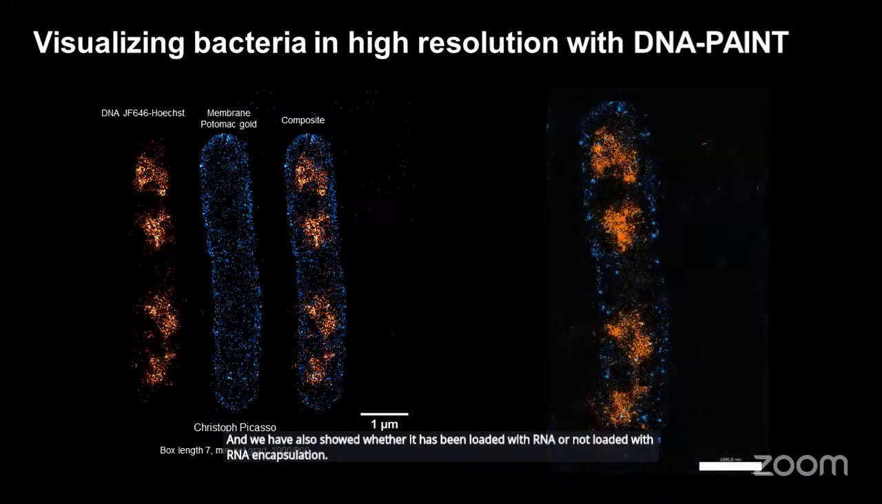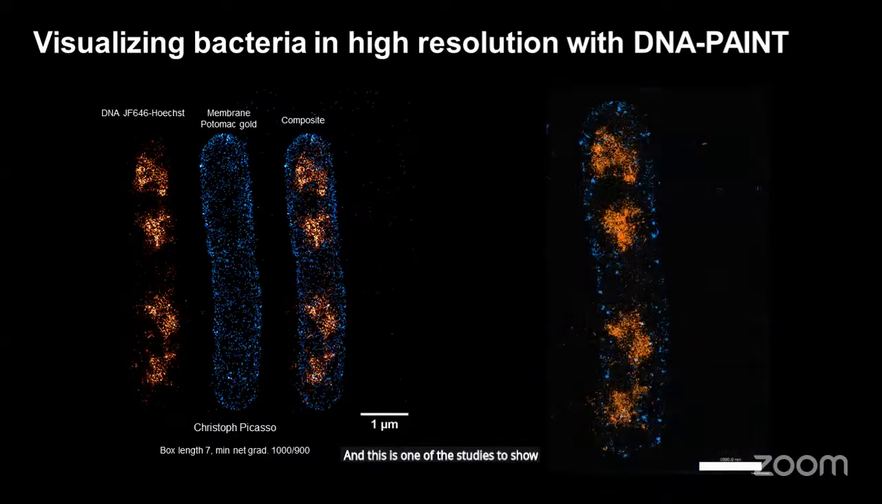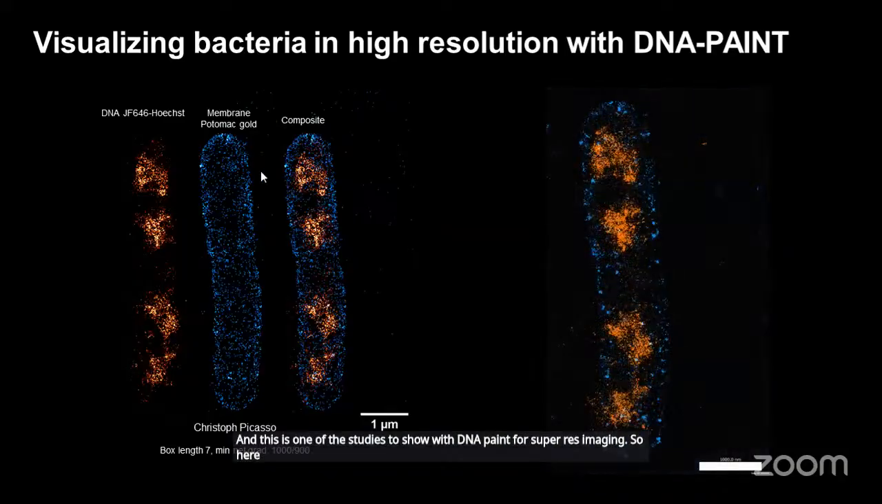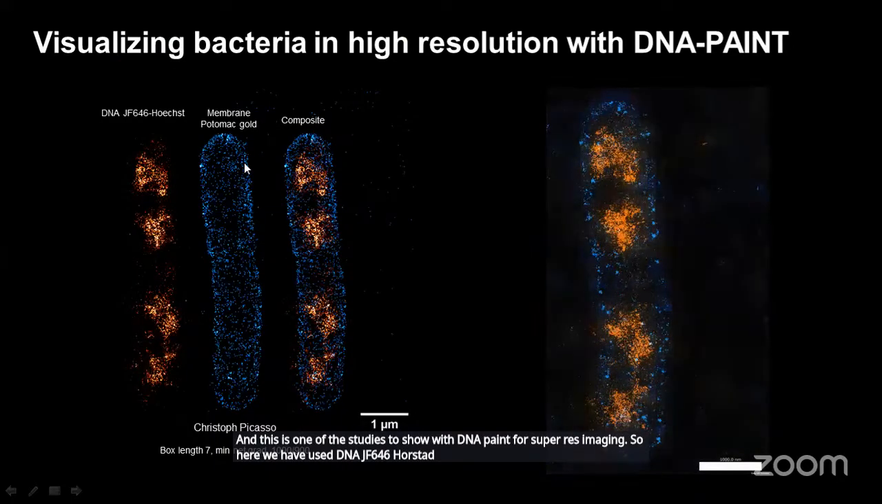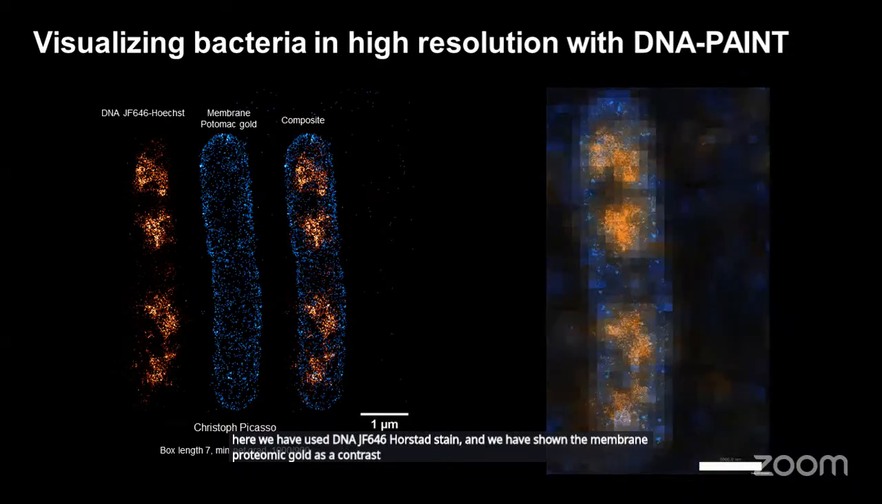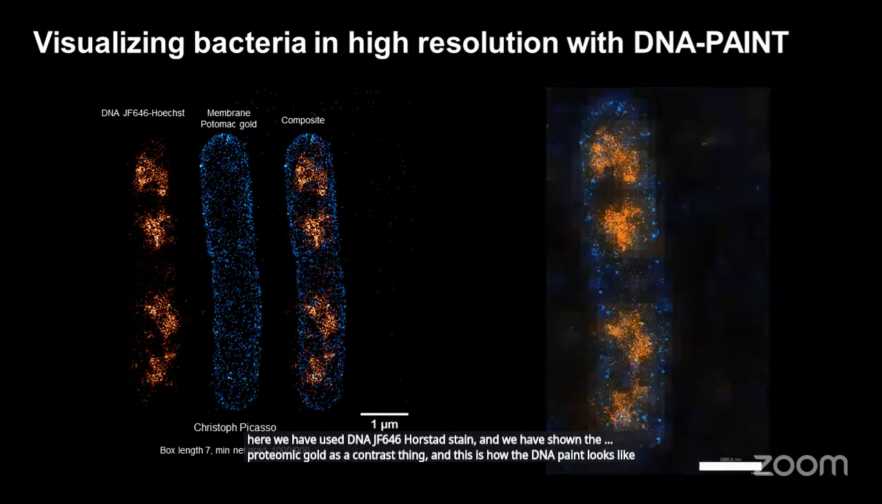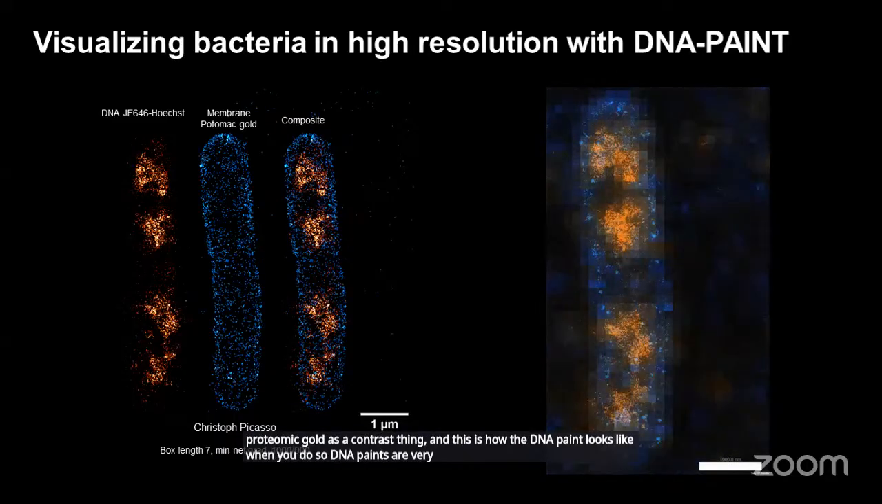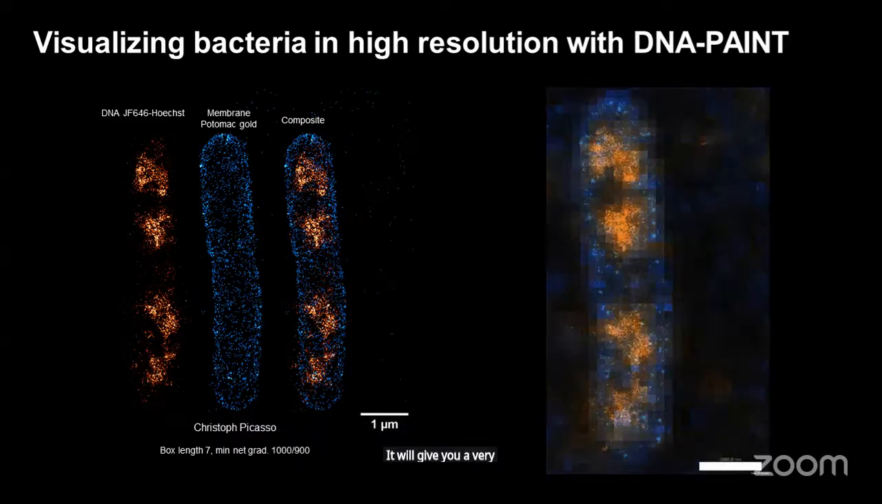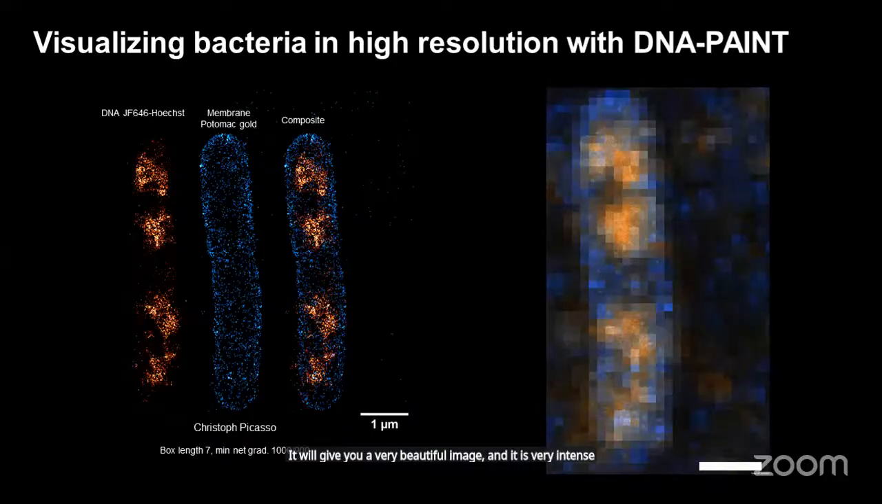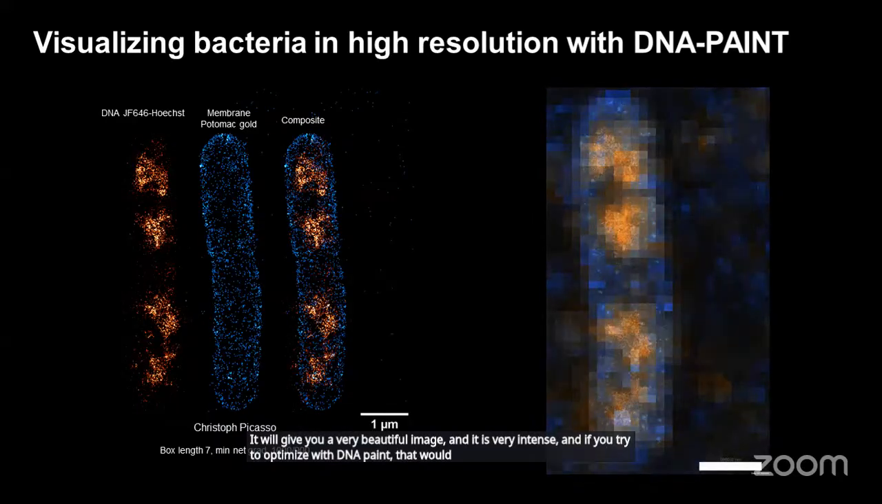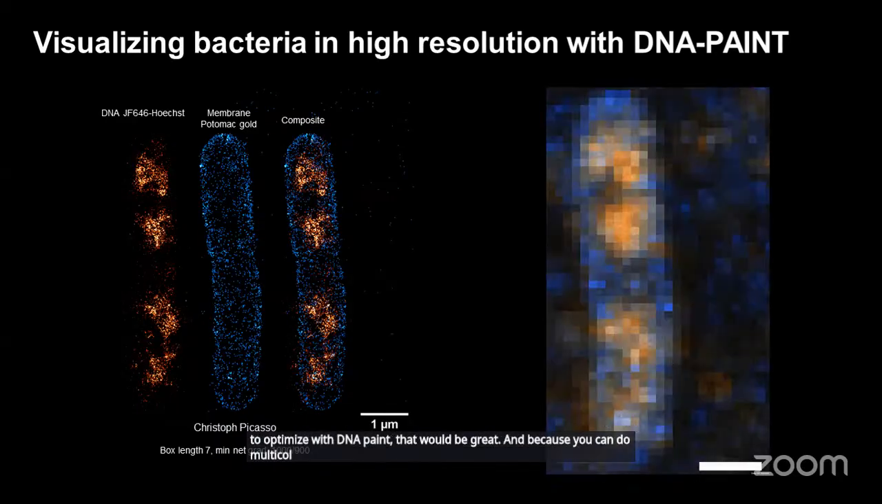And this is one of the studies to show DNA paint for super-res imaging. Here we have used DNA JF646 Hoechst stain, and we have shown the membrane proteome as a contrast. And this is how the DNA paint looks when you do it. DNA paints are very crisp as such. It will give you a very beautiful image, and it is very intense. If you try to optimize with DNA paint, that would be great, because you can do multicolors in DNA paint, as I said.